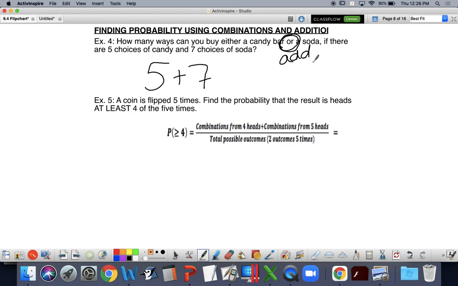So I'm flipping a coin. Let's talk about the denominator for a second. When I flip the coin the first time, how many options do I have? 2. And then the second time? 2. And then the third time? 2. And the fourth time? 2. And the fifth time? 2.